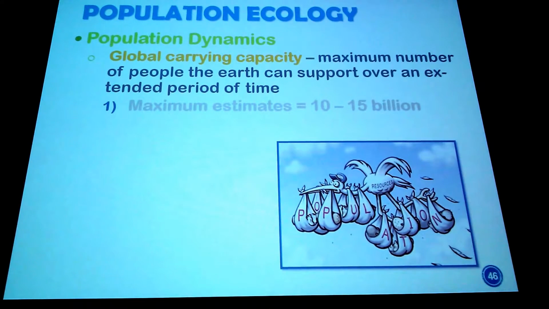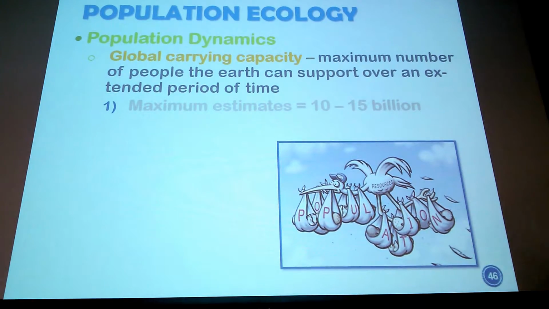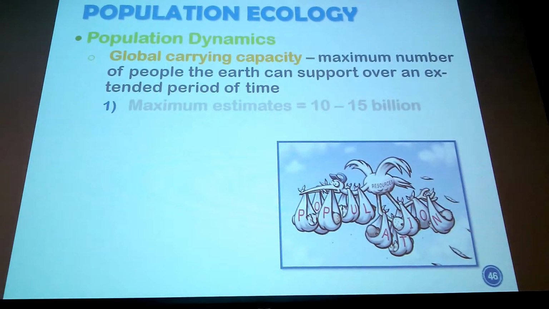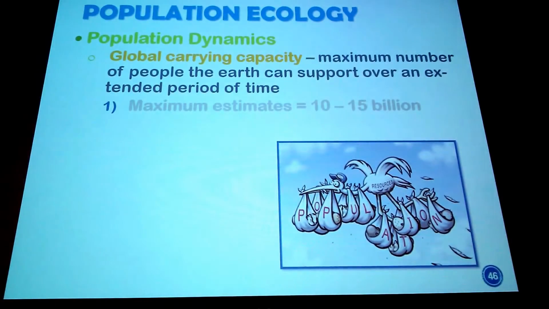Global carrying capacity: the maximum number of people the Earth can support over an extended period of time. Maximum estimates now are about 10 to 15 billion. So we could actually almost double the population, but then we're pretty much maxed out. I don't think I'd like to see us do that.